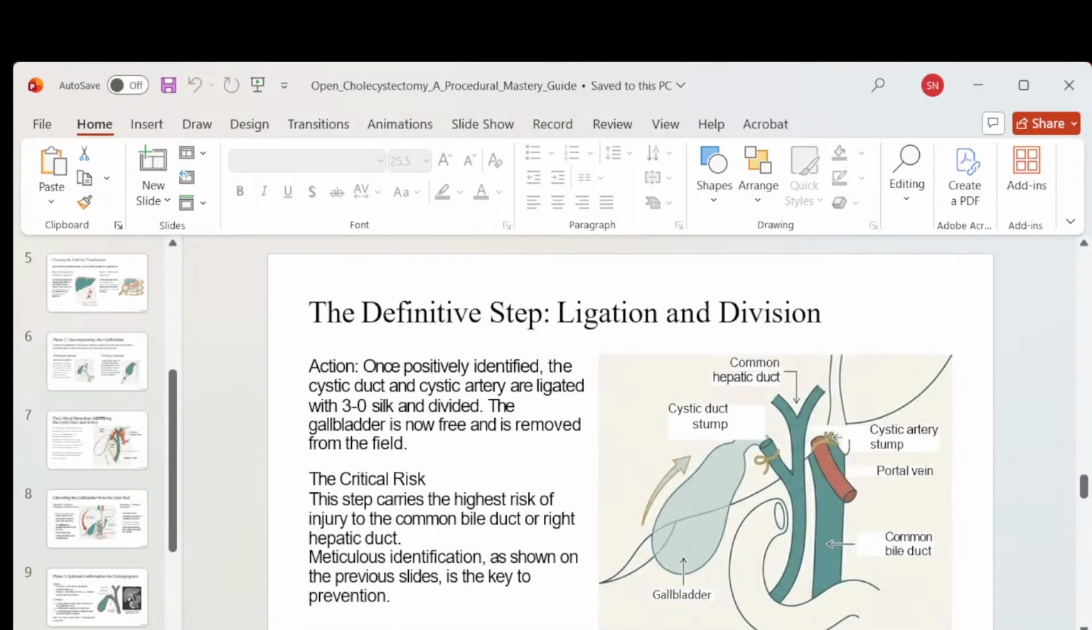The definitive step, the ligation and division. Once positively identified, the cystic duct and cystic artery are ligated with a 3-0 silk and divided. The gallbladder is now free and is removed from the field.